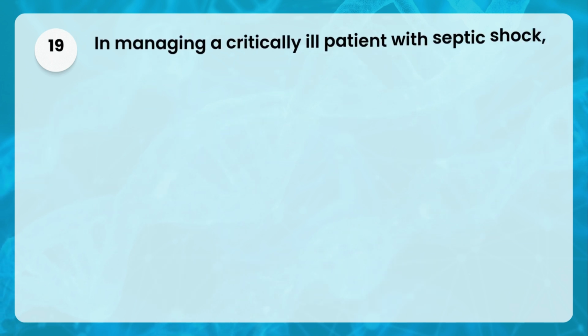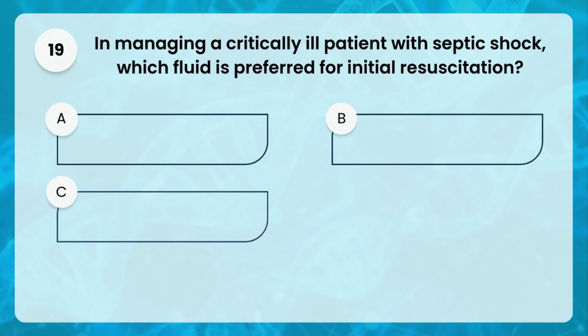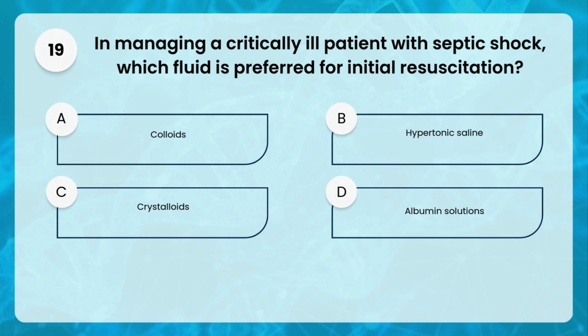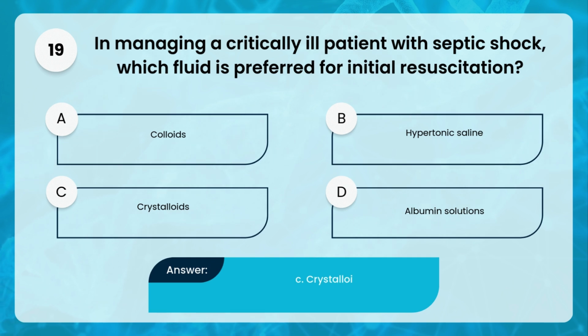Number 19. In managing a critically ill patient with septic shock, which fluid is preferred for initial resuscitation? A. Colloids. B. Hypertonic saline. C. Crystalloids. Or D. Albumin solutions. The answer is C. Crystalloids.